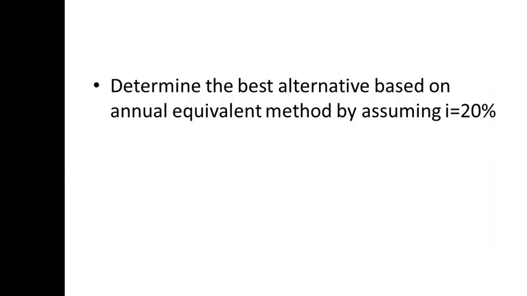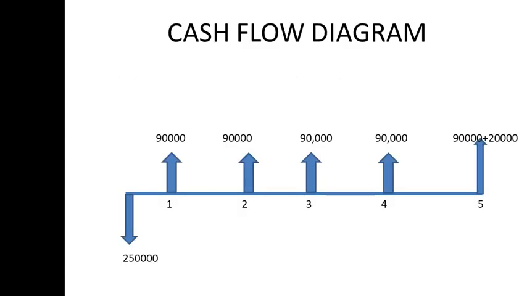Determine the best alternative based on the annual equivalent method by assuming i is equal to 20%. So this is the cash flow diagram. 2,50,000 is the investment. Every year 90,000 I am getting as return, annually I'm getting this return. And 20,000 is the salvage value for this. This is the cash flow diagram.